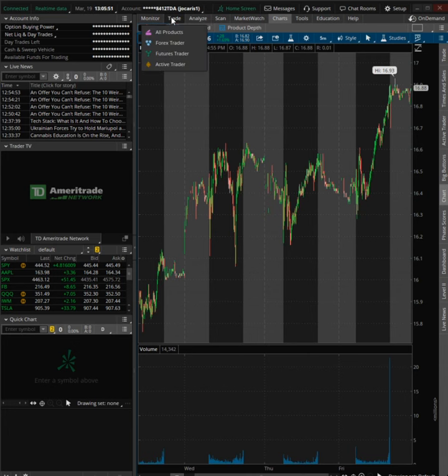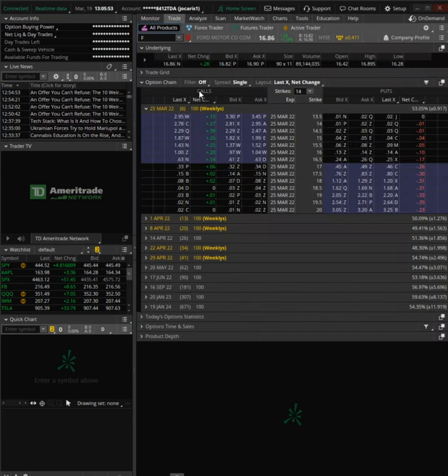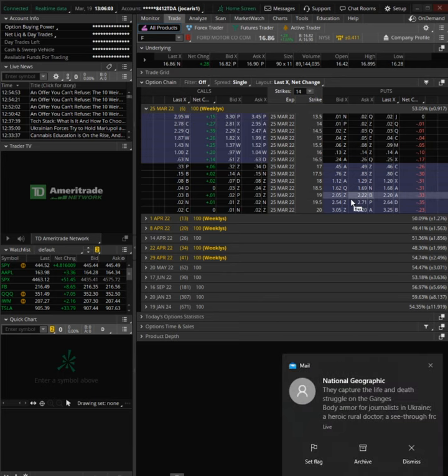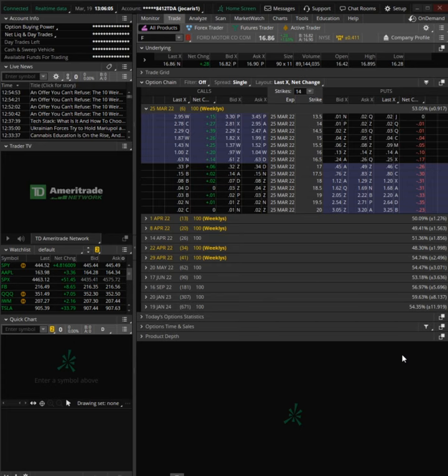So we go over to the trade, and as you can see, March 25th time frame. As you can see, these prices are totally different, right? Well, the reason is because the stock is trading at $16 a share. So that's the reason why you see it that way.